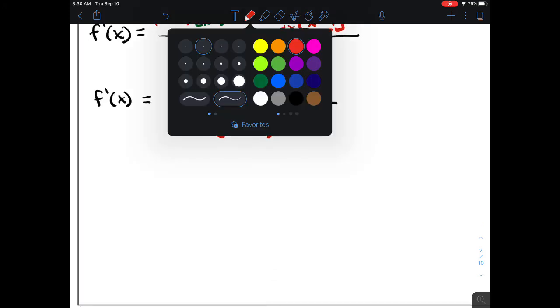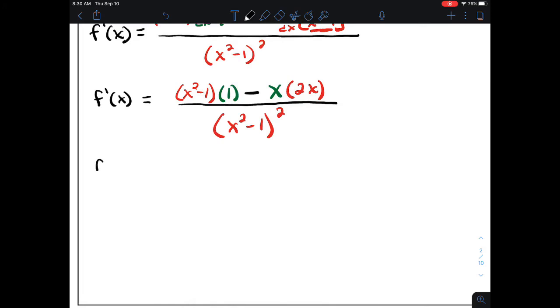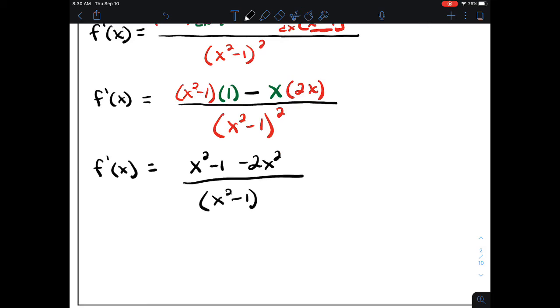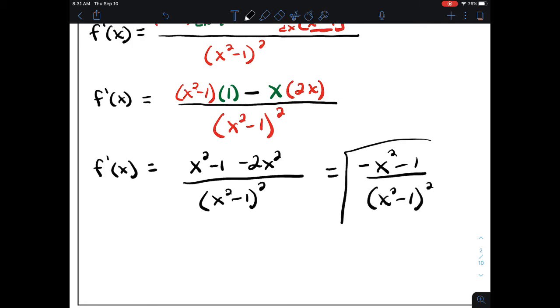And then we just clean this up as needed. And we don't have to get too crazy with the simplification process because that would all depend upon what our next move was or if we were trying to match an answer choice. So I'd have x squared minus 1 minus 2x squared over x squared minus 1 to the second power. And that's basically going to make negative x squared minus 1 over x squared minus 1 to the second. There's our derivative of that quotient.